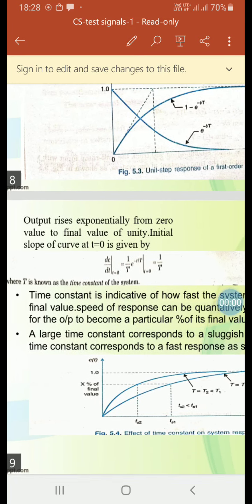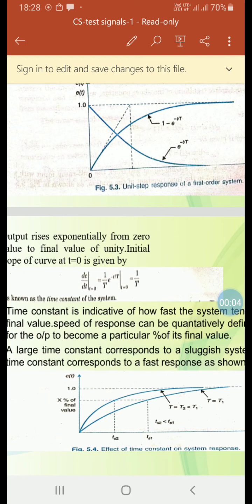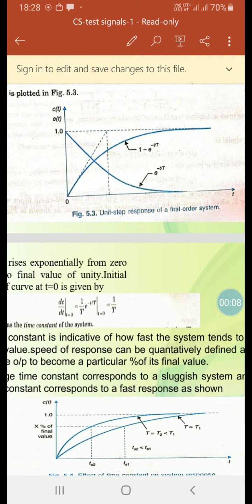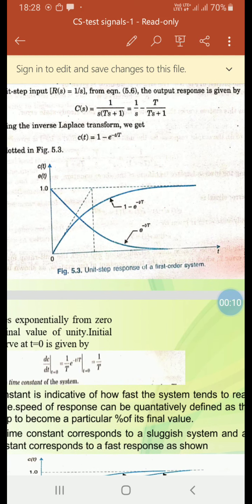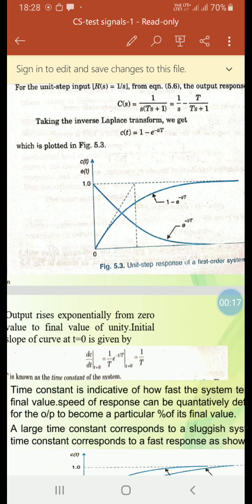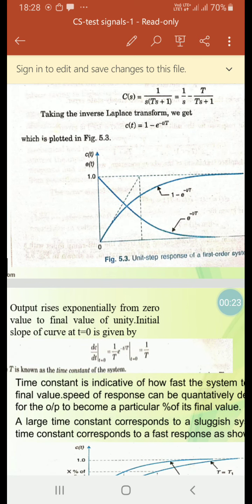So students, in this lecture, we'll continue with the unit step response of a first order system. Yesterday we saw the diagram shown here, the unit step response of a first order system. When we see the output c(t), which is 1 minus e raised to minus t by T, the output rises exponentially from 0 to the final value of unity.